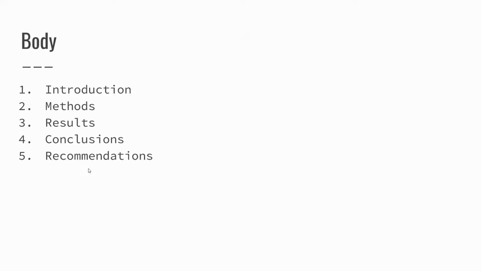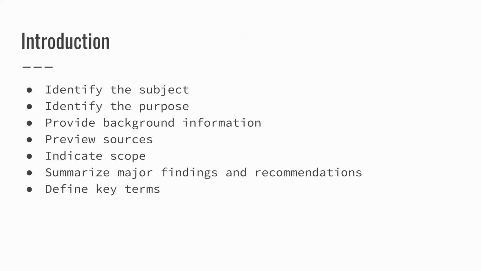So then next, the body of the report, and that will have an introduction, methods, results, conclusions, and recommendations. And we'll talk at the end how, depending on the kind of report you write, these will vary a little bit, what's in them, but we're not going to worry about that yet. What do you do in an introduction? You identify your subject, you identify your purpose. That's pretty typical, right? What's the topic? Why should the reader care? You'll provide background information. You'll preview your sources.